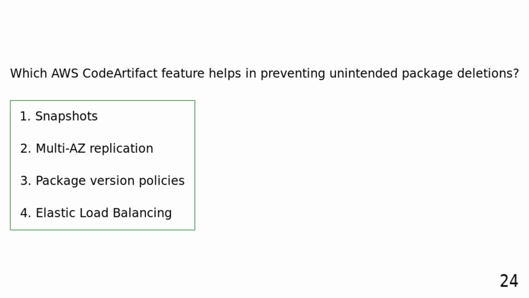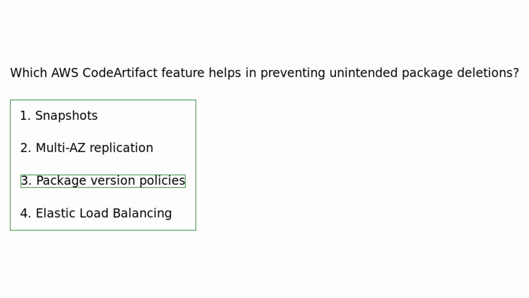Which AWS CodeArtifact feature helps in preventing unintended package deletions? Snapshots. Multi-AZ replication. Package version policies. Elastic load balancing. Package version policies in AWS CodeArtifact help prevent unintended deletions by setting rules on package versions.